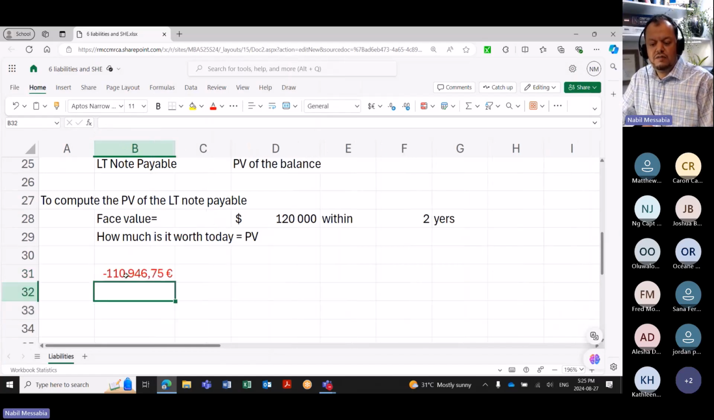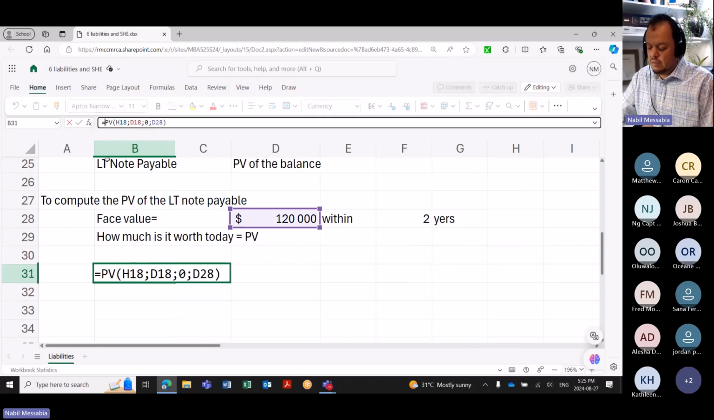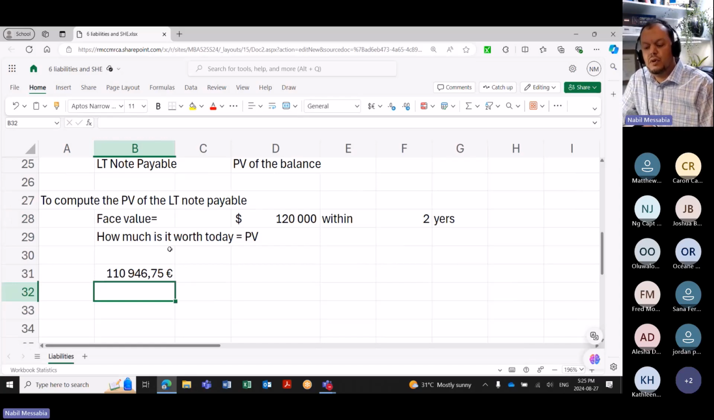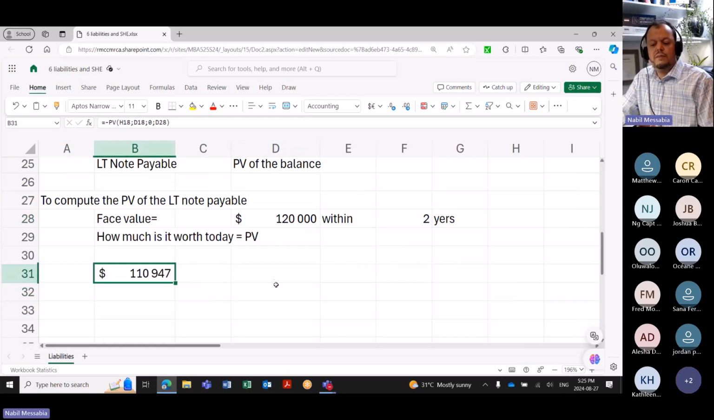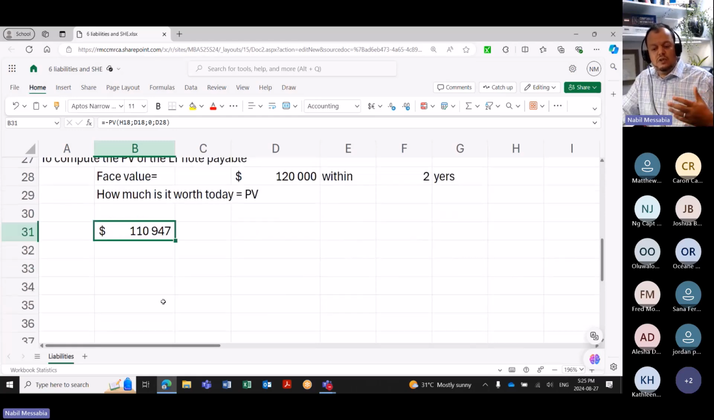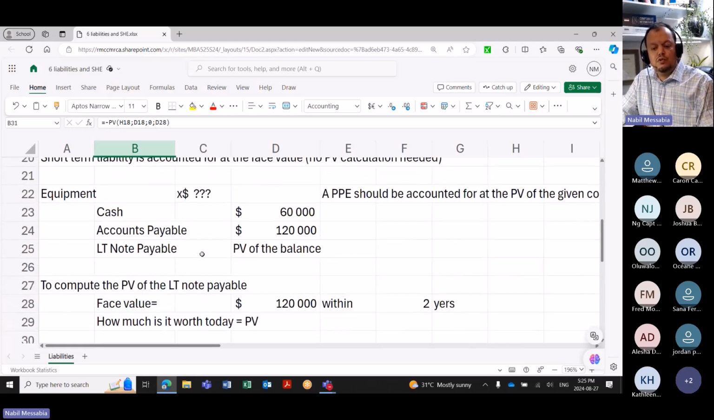Insert, and we will get the information. It will be negative, so just add a minus sign so that you get the number first. So this is the present value, simply 110,000. So 120,000 within 2 years is worth 110,000 today. This is the number you use to make your journal entry.